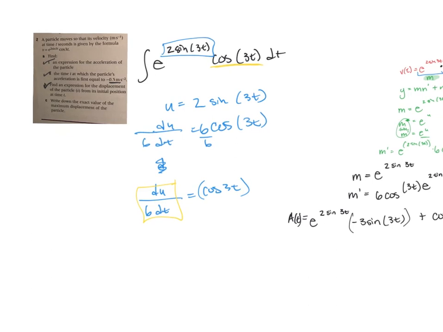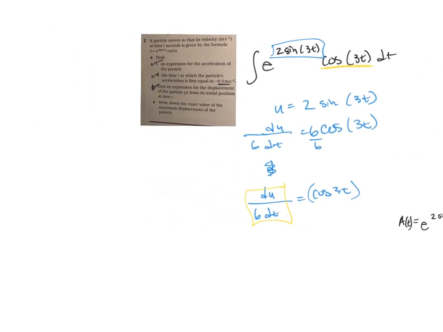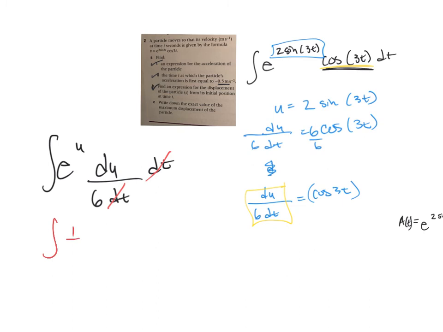So let's do it. Make more room this way. We're going to go over here, and I'm going to get the integral of e to the u, and I'm going to replace that cosine of 3t. So I'm going to write du over 6 dt dt. Those dt's are going to simplify, and we basically have now 1/6 e to the u du.